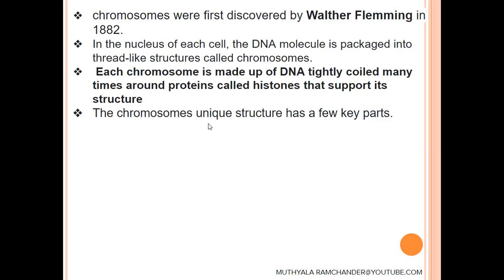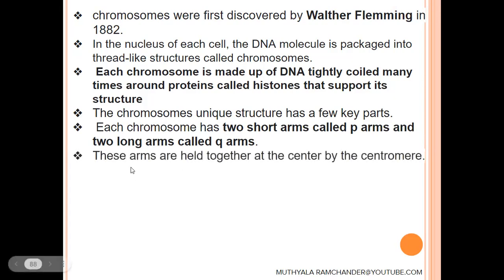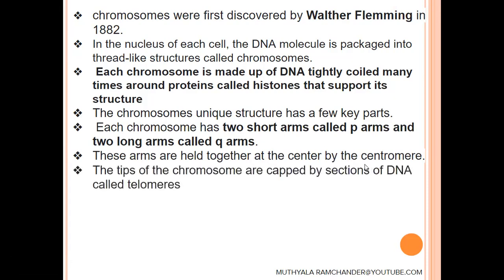The chromosome's unique structure has a few key parts. Each chromosome has two short arms called P arms and two long arms called Q arms. These arms are held together at the center by the centromere. That means the centromere is the center part of the chromosome.